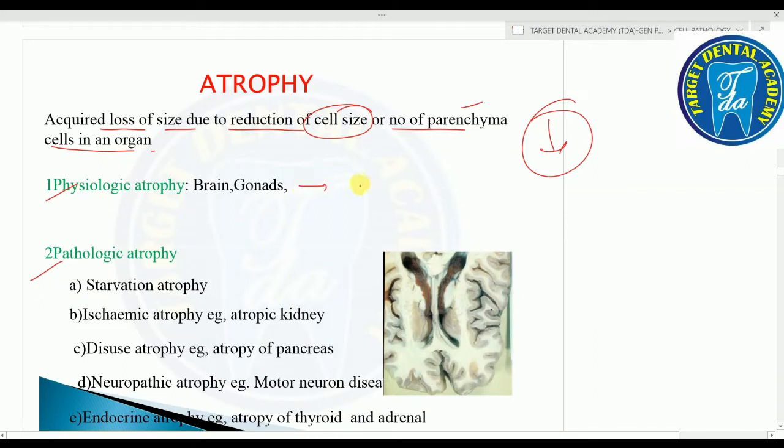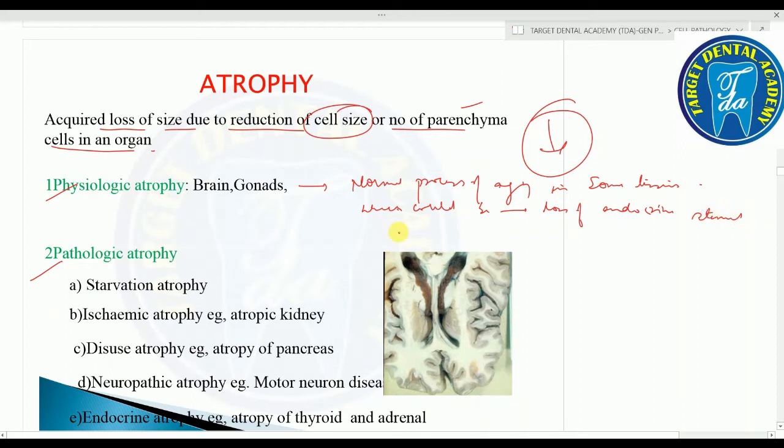So physiological atrophy is the normal process of aging in some tissues, which could be due to the loss of endocrine stimulation, or it may be due to arteriosclerosis. Right? So in this, there may be atrophy of the lymphoid tissues in the lymph node, atrophy of the gonads after menopause, and atrophy of the brain with aging. Fine. So this is all about physiologic atrophy.